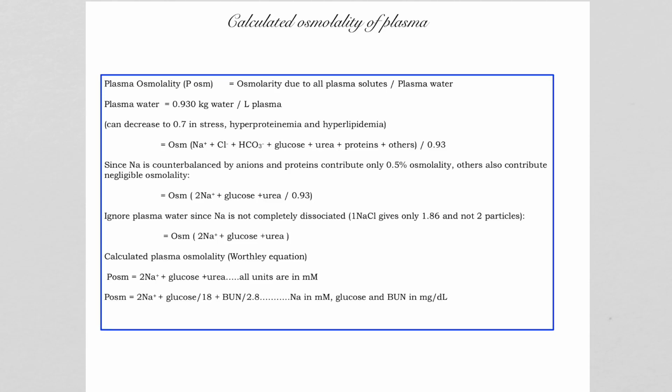Now, one of the tests that is done in the clinical lab is actually a calculation of the plasma osmolality. Okay, so basically, plasma osmolarity is the osmolarity of all the plasma, everything dissolved in plasma, divided by the plasma water, kilogram of plasma water. Okay. Now, plasma water, if you take 1 liter of plasma, the amount of water is not 1 kilogram. It's only 0.930. So 0.93.